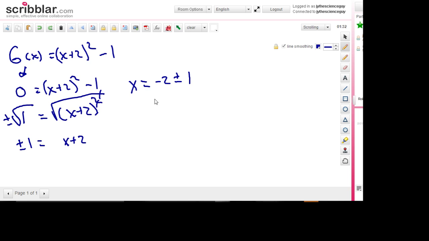I'm going to separate the 2. So I have minus 2 minus 1, and then I have minus 2 plus 1. What's minus 2 minus 1? Negative 3. What's minus 2 plus 1? Negative 1. So those would be my two roots.